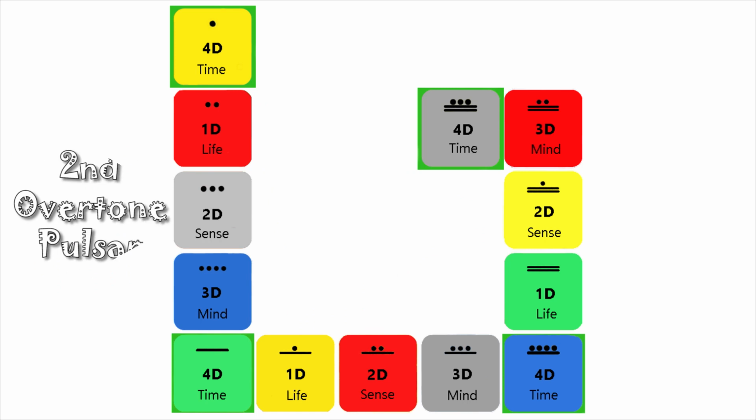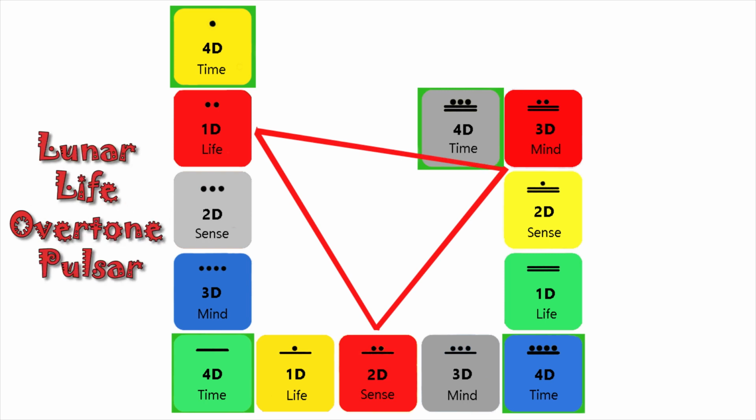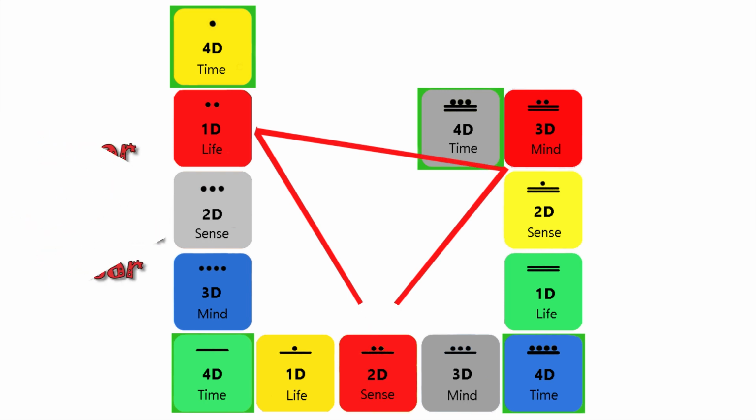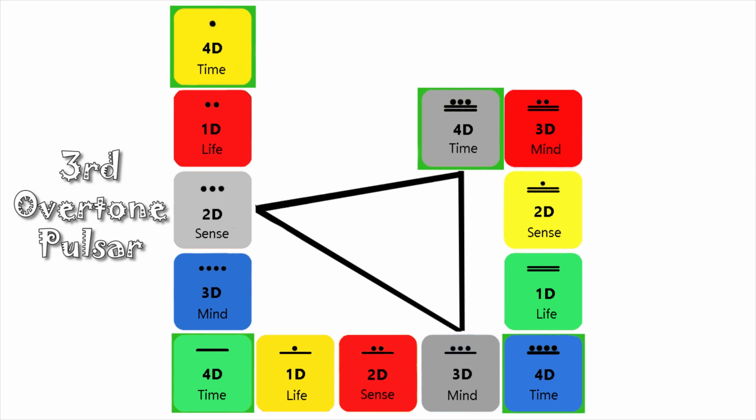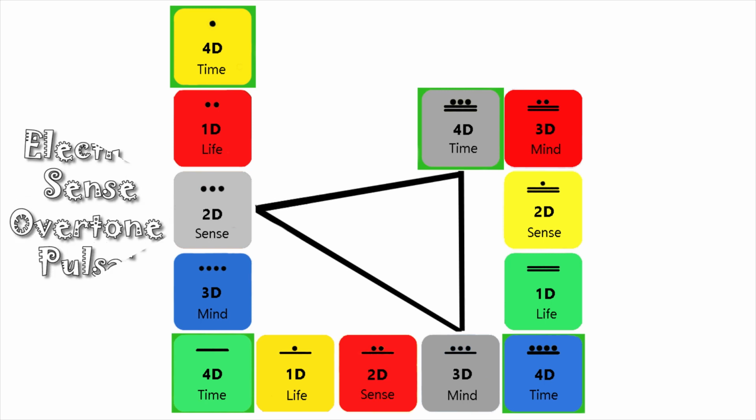Then, the second overtone pulsar is represented by all the lunar tones which have the 2 dots, so that means lunar, resonant, and crystal tones, giving us the life lunar overtone pulsar. Next, we have the third overtone pulsar composed by the electric, galactic, and cosmic tones, so that means all the lunar tones with the 3 dots, and they form the electric sense overtone pulsar.